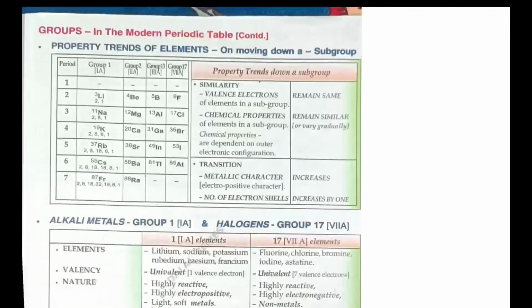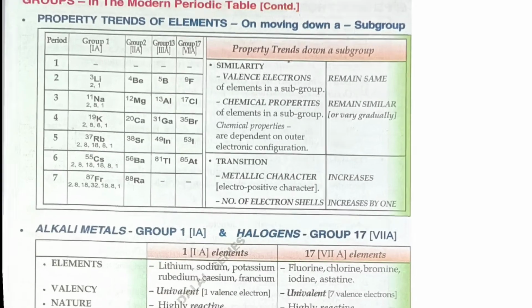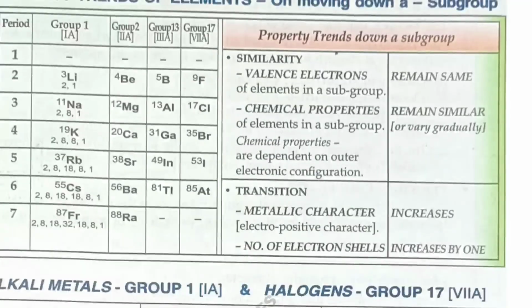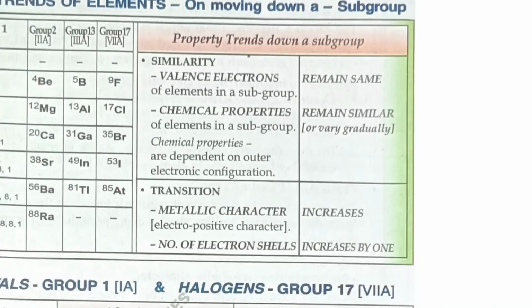Now the next groups continue in the modern periodic table. You can see the electronic configuration is the same for lithium, sodium, potassium, rubidium, cesium, francium. So we will directly read the similarity. Valence electrons of elements in a subgroup remain the same, and chemical properties also remain the same because the valence is the same, so the electronic configuration is the same, and therefore chemical properties are also the same.